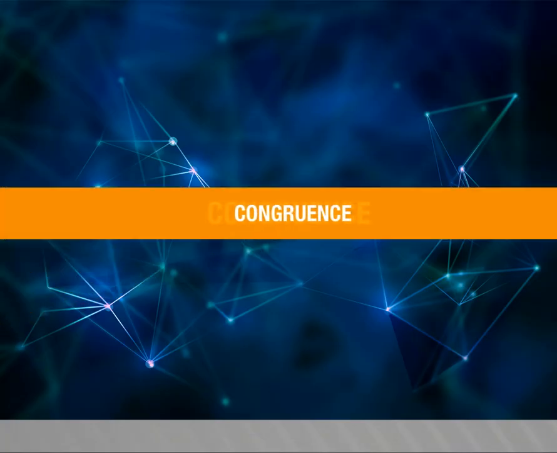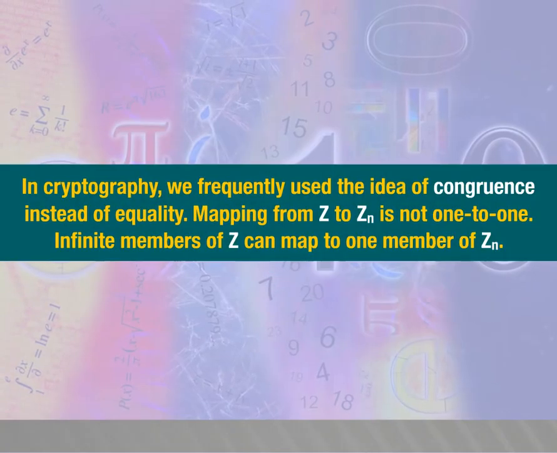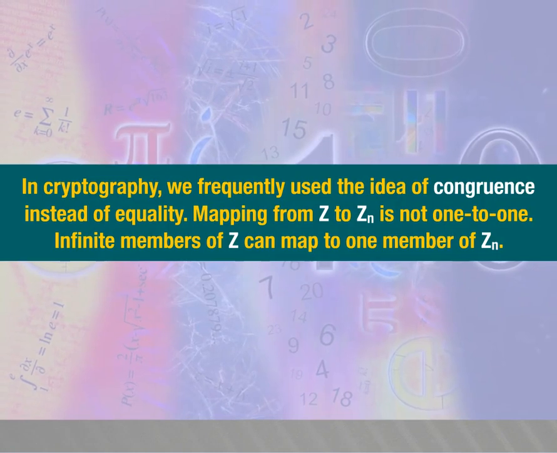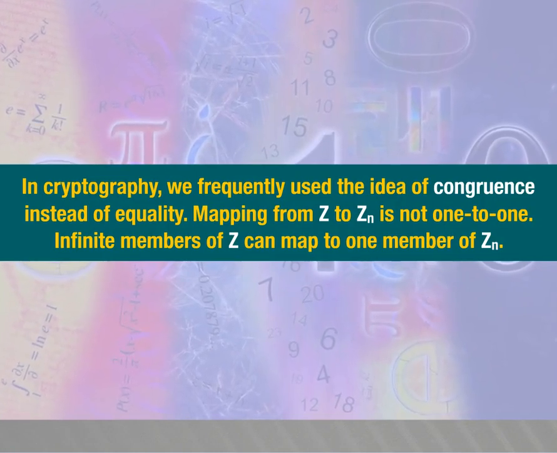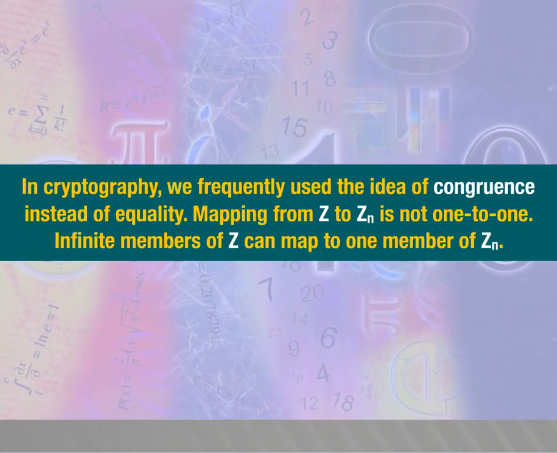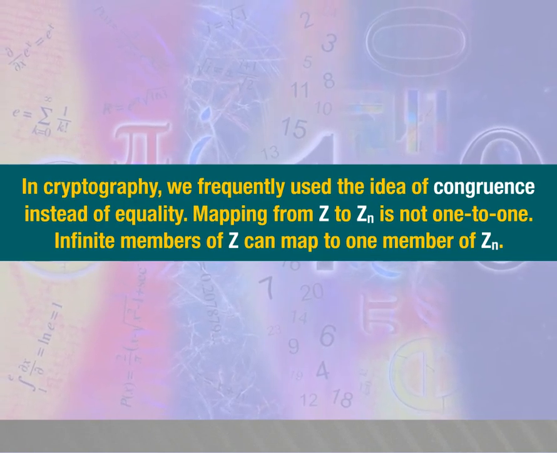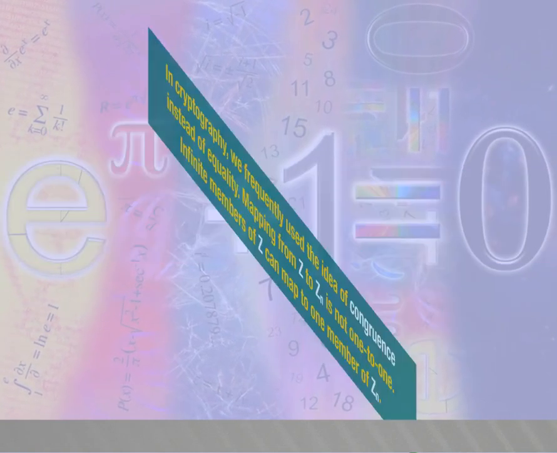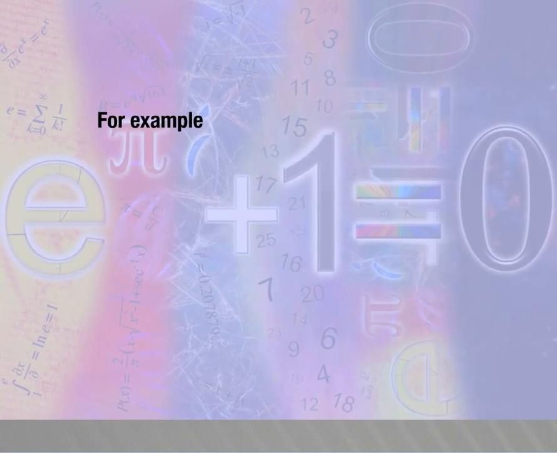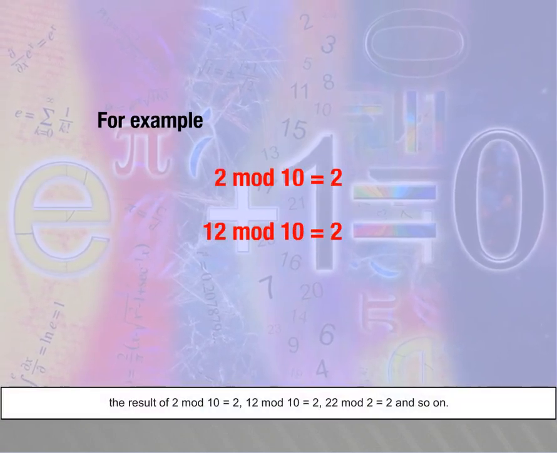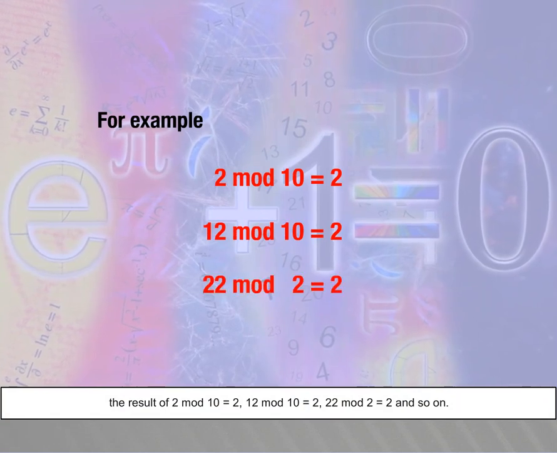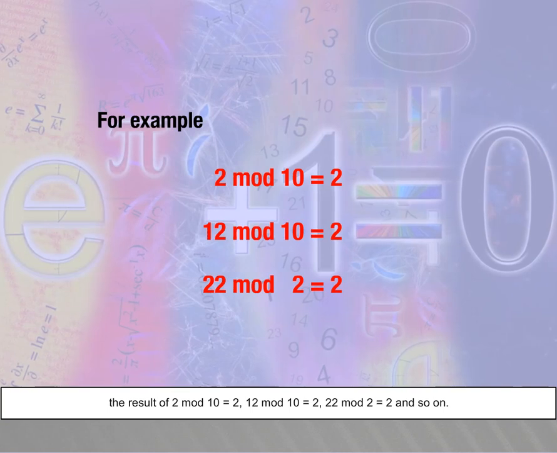Congruence. In this video, we are going to see about congruence. In cryptography, we frequently use the idea of congruence instead of equality. Mapping from Z to Zn is not one-to-one. Infinite members of Z can map to one member of Zn. For example, the result of 2 mod 10 is equal to 2, 12 mod 10 is equal to 2, 22 mod 10 is equal to 2, and so on.